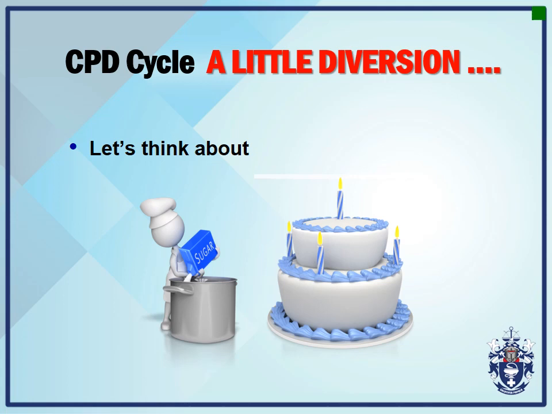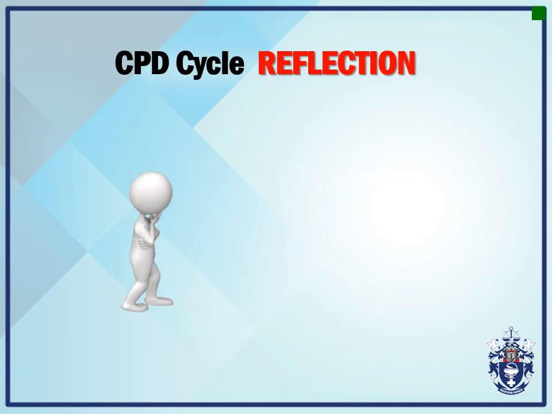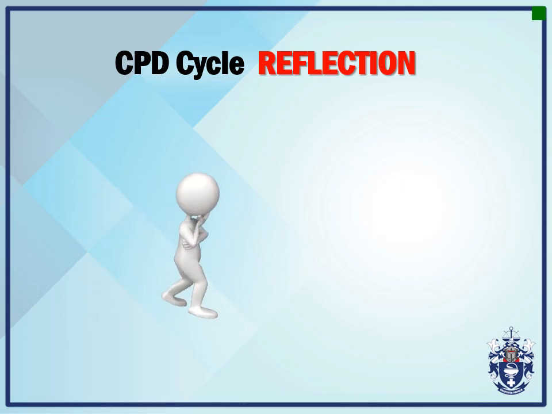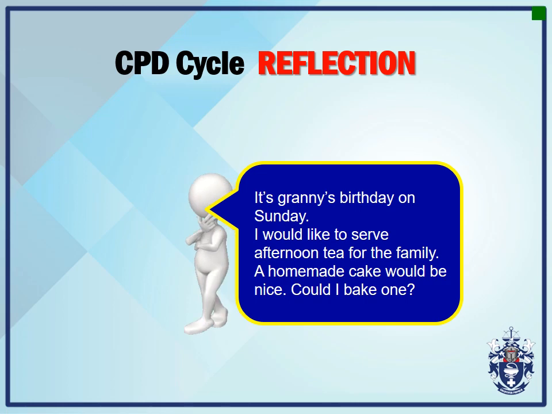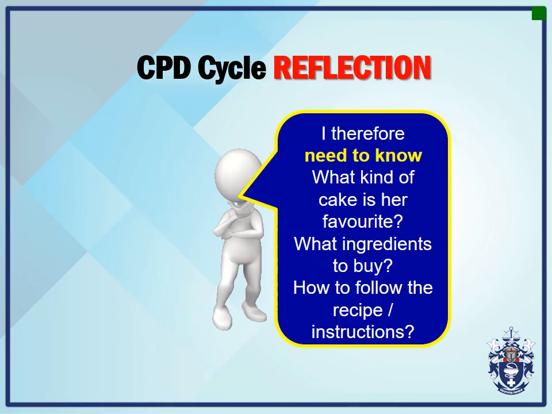So a little diversion and something for you to think about. On a day-to-day basis, we actually fulfill the CPD cycle on a regular basis without even knowing it. So say for example, you have Granny's birthday on Sunday and you would like to serve afternoon tea for the family. A homemade cake would be very nice. So you ask yourself, maybe I could bake Granny a cake, which would make it extra special. But you ask yourself, can I actually bake that cake? And that would be part of your reflection process.